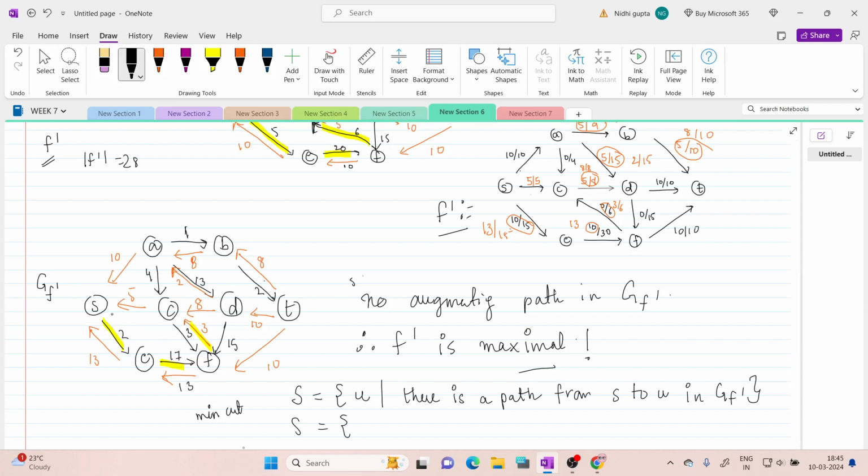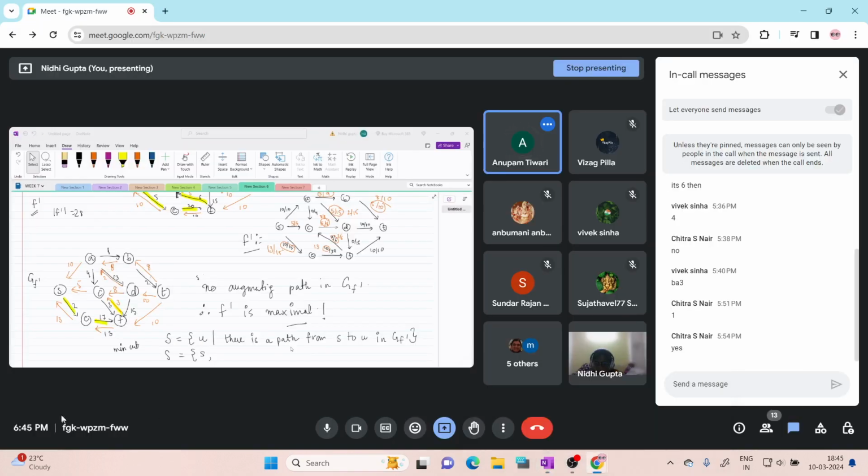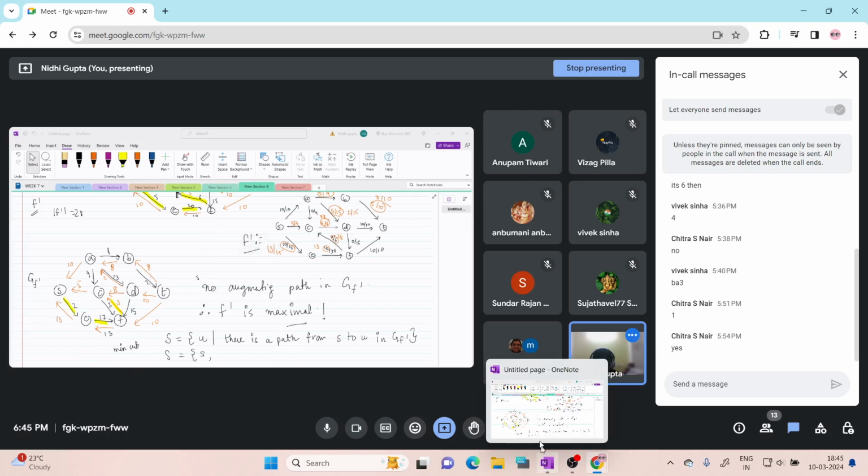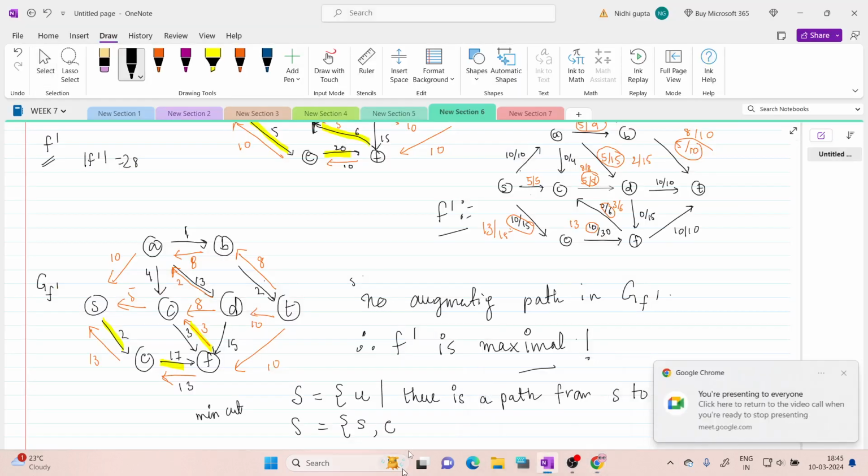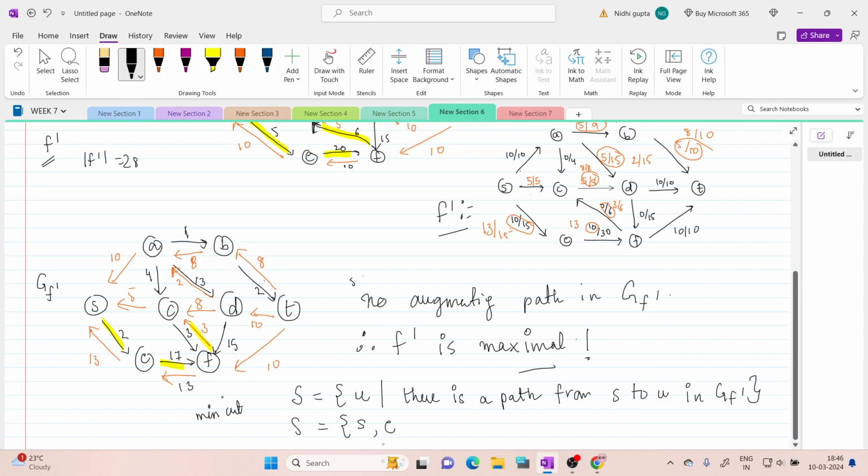So basically, all those vertices which have a path from S. Is there a path from S to S? Yes. Is there a path from S to E? There is a path in G_f', right? There is an edge SE. So E will also be there. So what about C? Is there a path from S to C? No, ma'am.